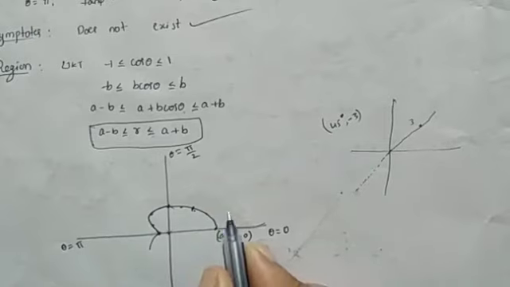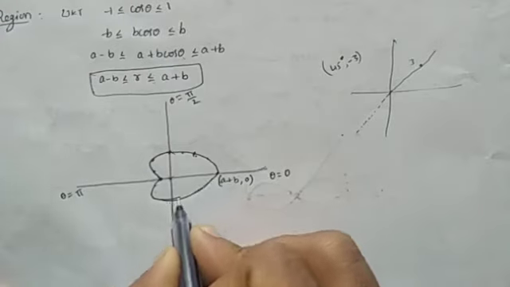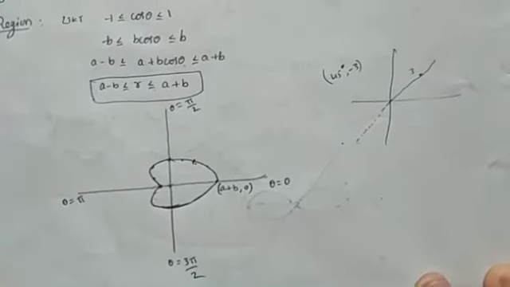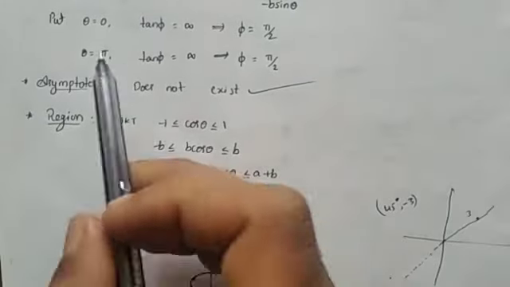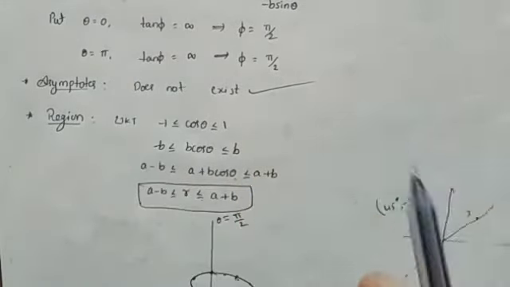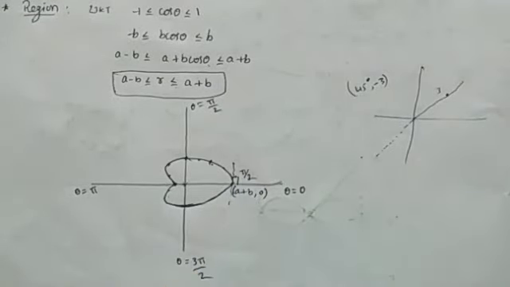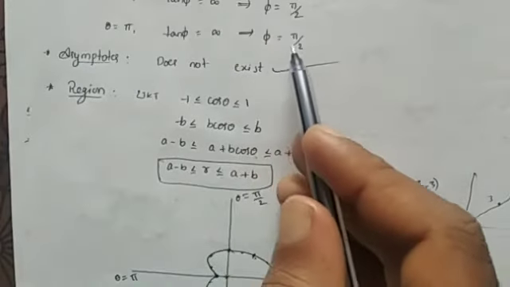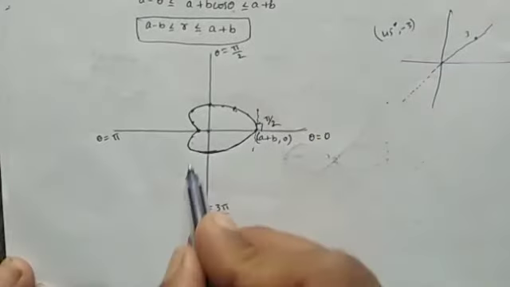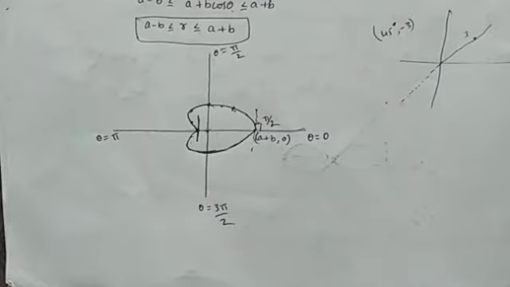The curve is symmetric about the x-axis. We draw a curve like this also. The next one is the tangents at the other points. Look here, theta is equal to 0, the psi is pi by 2, and also theta is equal to pi, the psi is pi by 2. This is the tangent. This is the curve tracing.